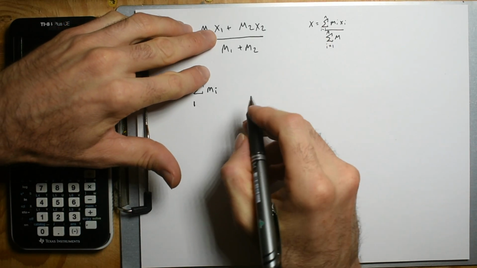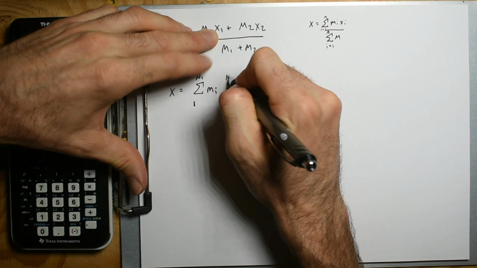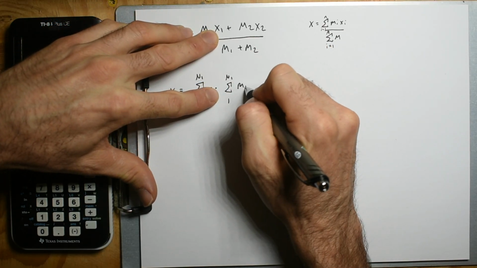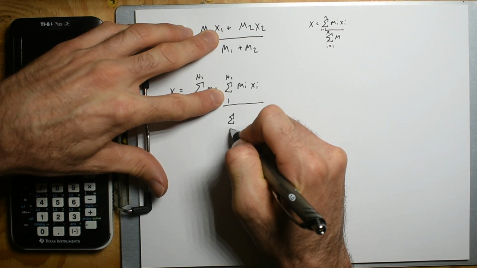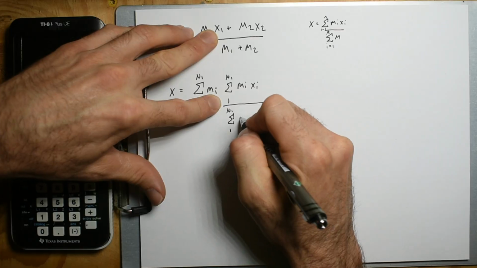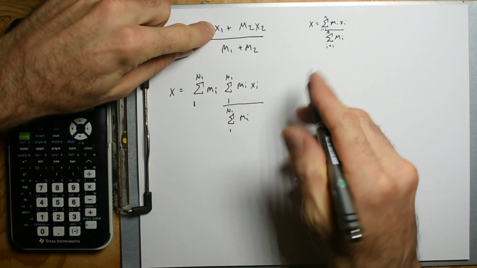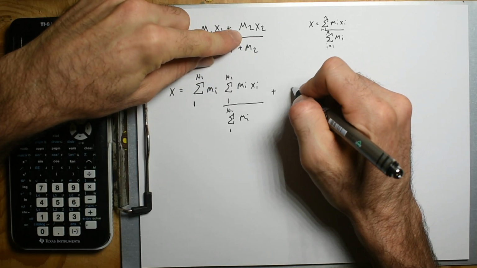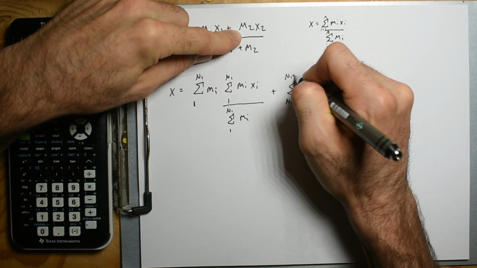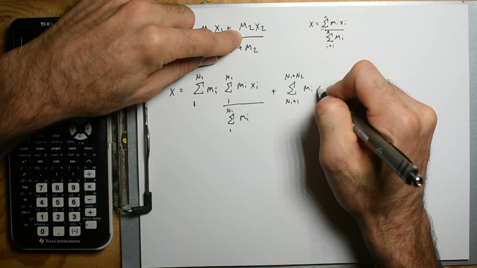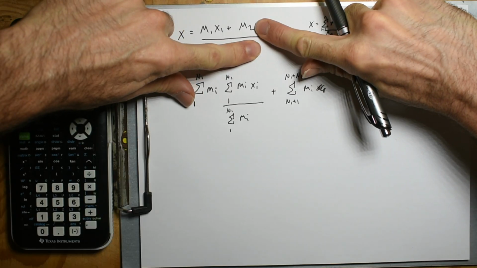But that's going to be our next term. And so we have the summation of 1 to n1 of mixi divided by the summation of 1 to n1 of mi. So that's that term. Now we're going to add the second mass, which is n1 plus 1 to n1 plus n2 of mi. So we're just focused on that one right there.